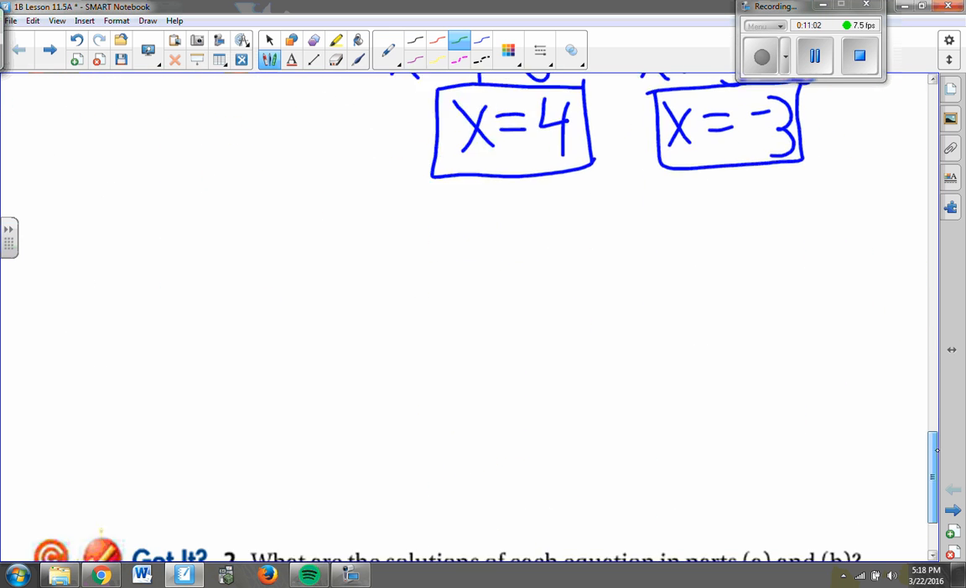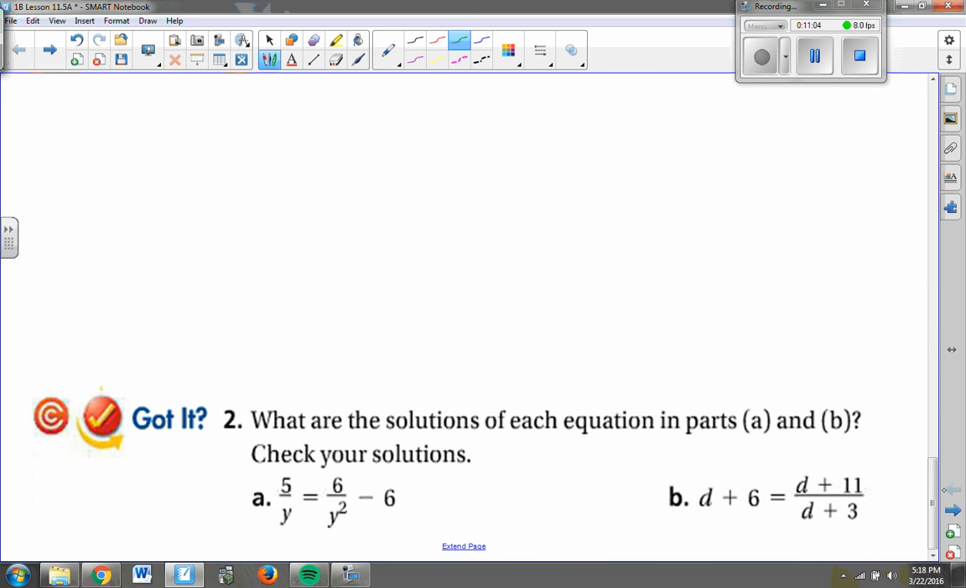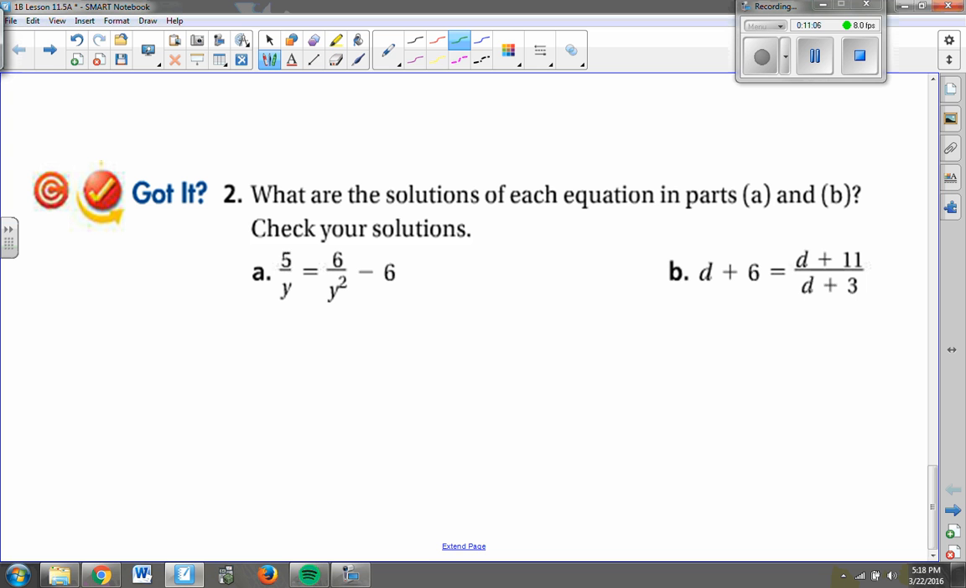I would like you to try solving letter A right here. Letter A right there. What are the solutions of each equation? This is a 6 over 1. So you should notice that the common denominator here, the least common denominator, is very similar to what it was in our example that we went through together. So pause the video, take a look at letter A, then come on back and I'll show you what we should get.